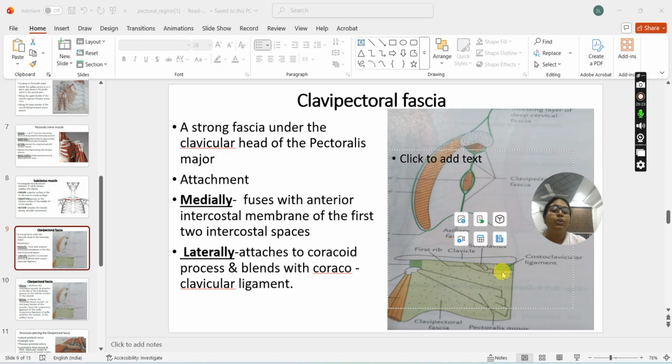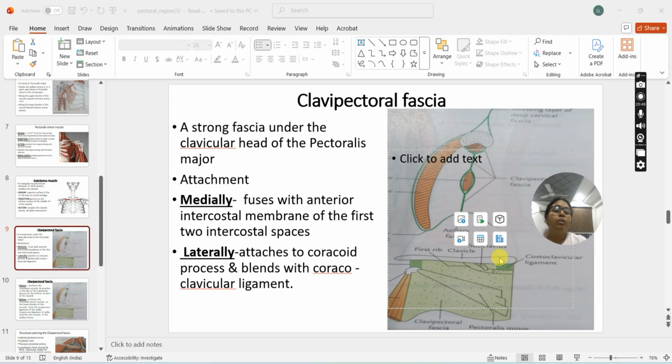Medially it attaches to the costoclavicular ligament and also simply blends with the anterior intercostal membrane of the first two intercostal spaces. Don't panic. Costoclavicular ligament: costa means rib. The ligament between the first rib and the clavicle is called the costoclavicular ligament.